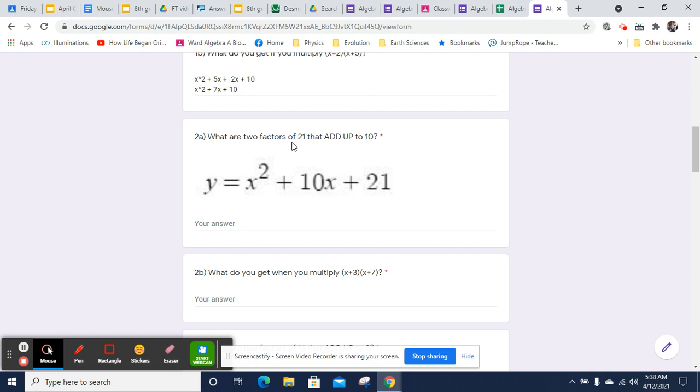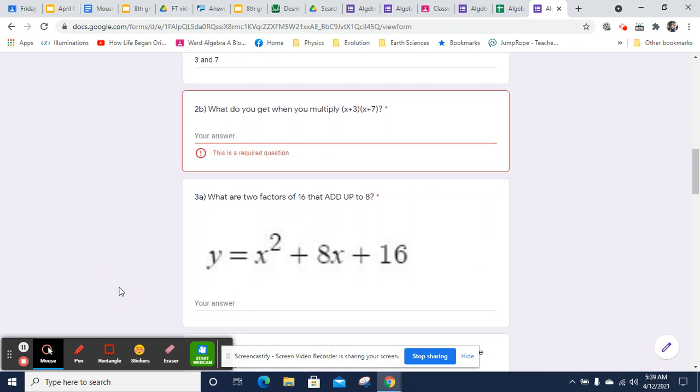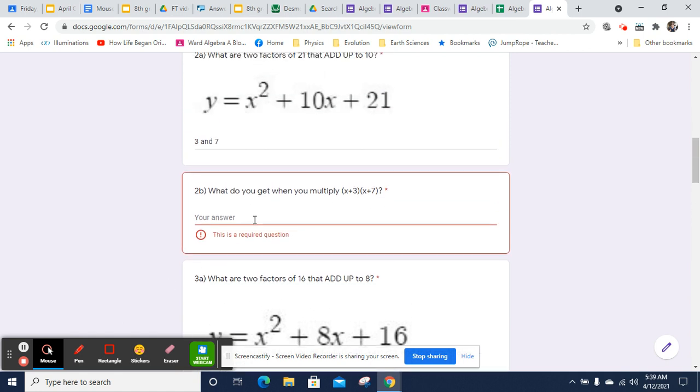Now, let's look at this one. What are two factors of 21 that add up to 10? Well, there's 3 and 7 that work for that. And once again, this is related to 2b, where we've got x plus 3, look, there's a 3, and x plus 7 being multiplied. And when you do that, bring that down so you can see everything at once.